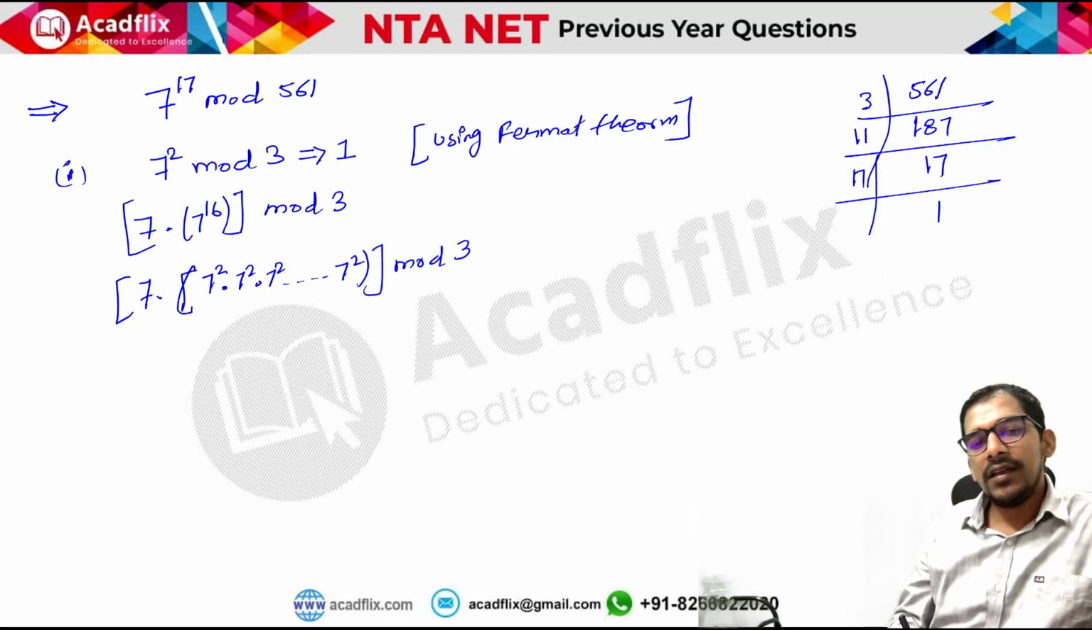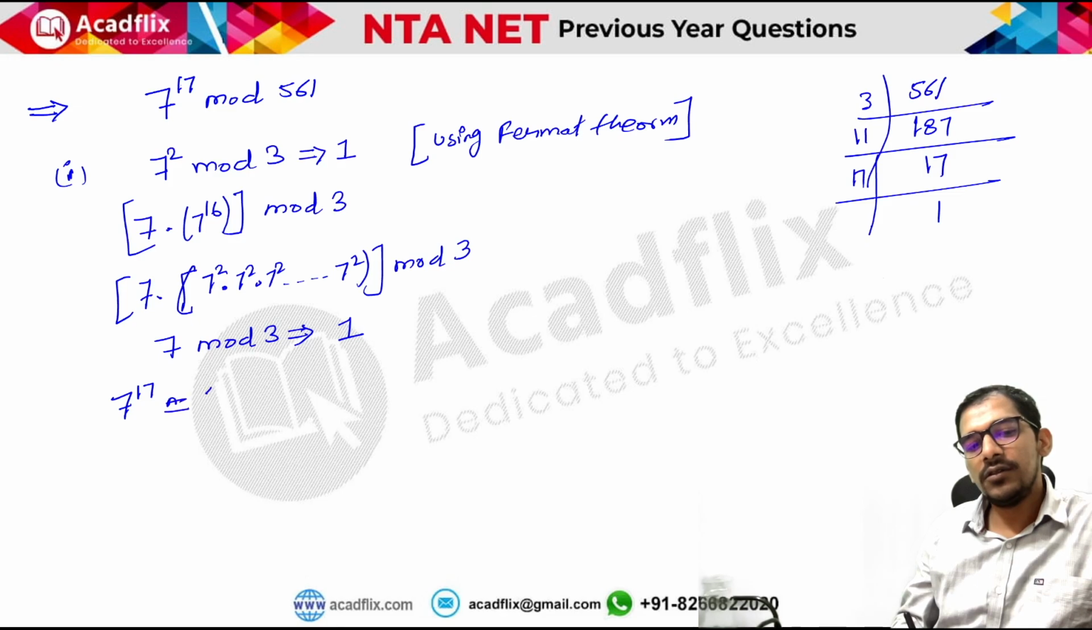And you know that 7 to the power 2 mod 3 is equal to 1, so this will become 7 to the power 2 mod 3 into 7 to the power 2 mod 3 into 7 to the power 2 mod 3, so this will become 1. So in the end we will be left with 7 mod 3, and you know that 7 mod 3 is equal to 1. So this means that 7 to the power 17 mod 3 is equal to 1.